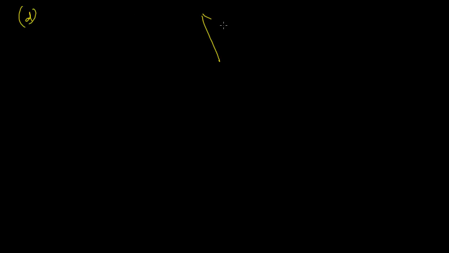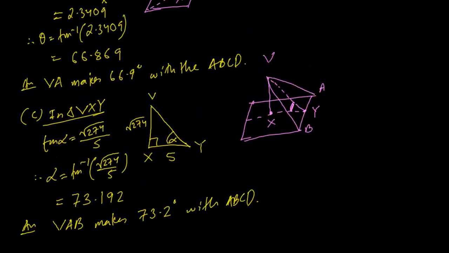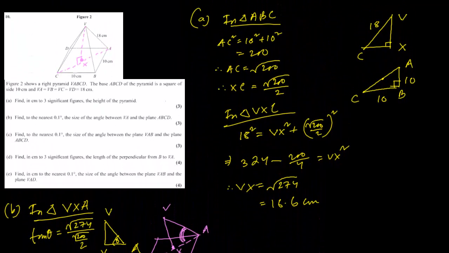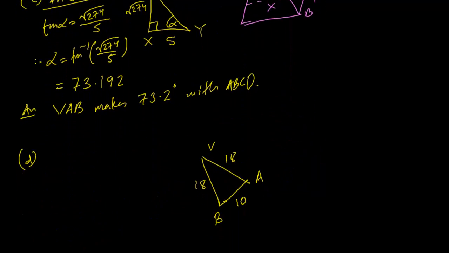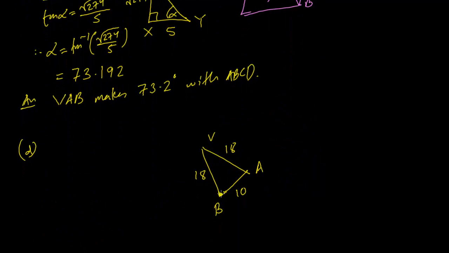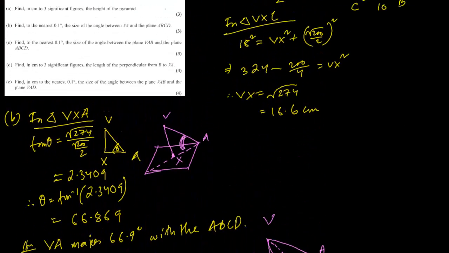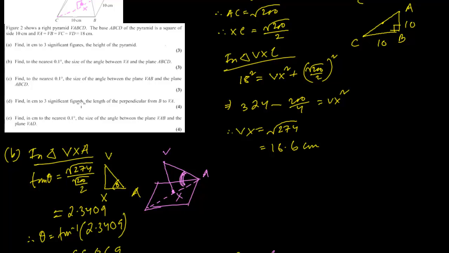So when you have a triangle like this, so this is V, this is A, this is B. Okay, so you know the slants, this is 18, you know this is 18, and you know this is 10, because the sides of the base, it's a square. So VAB is like this. So this is 18, this side is also 18, this is 10. Now for finding the height of the perpendicular, from this point B to this, so this is the height that needs to be found. So find the length of the perpendicular from B to VA.